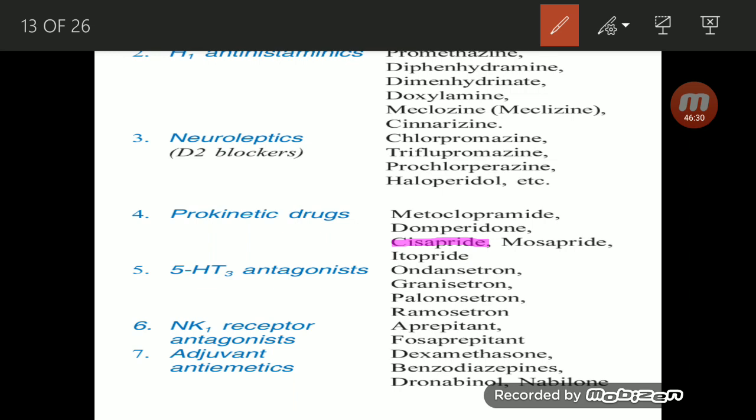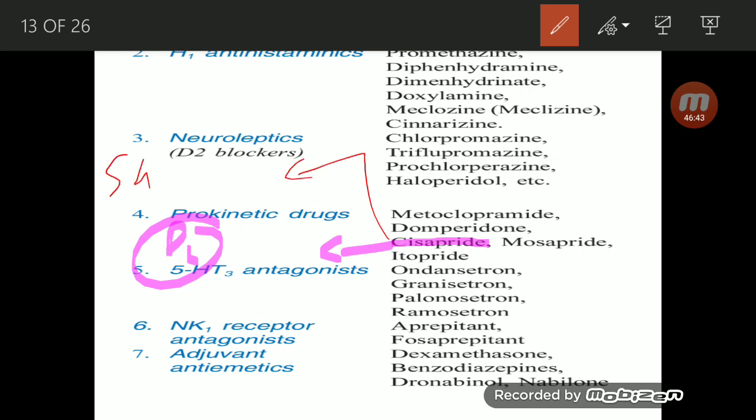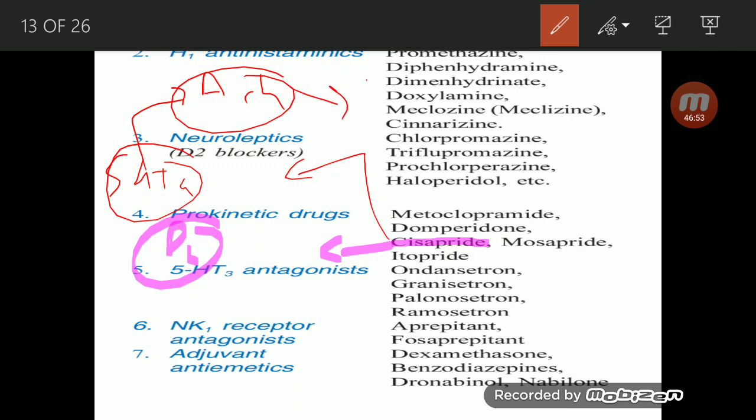In case of cisapride, it does not act on your D2 receptor. Its main mechanism of action is by acting on your 5-HT4 receptor, and by acting on the 5-HT4 receptor, as you know, acetylcholine is liberated, and because of the liberation of acetylcholine, it increases your peristaltic movement. So its main action is on your 5-HT4 receptor, but it has a little effect on your 5-HT3 receptor as well, though it is very weak.